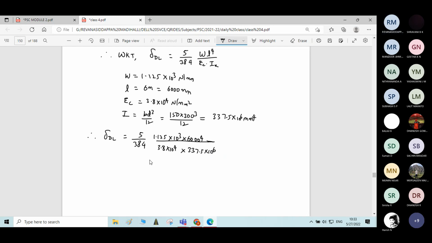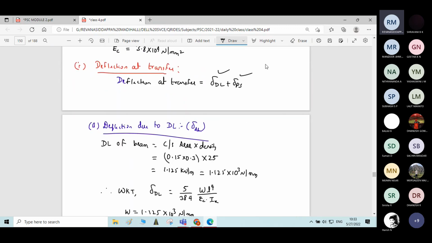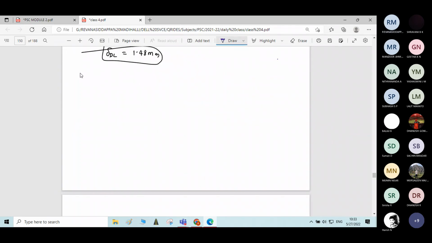If you calculate, delta DL is 1.48 mm. Please check the answer. Now we have calculated deflection due to dead load. Now we will calculate B, deflection due to prestress.